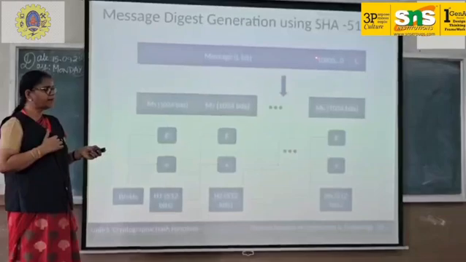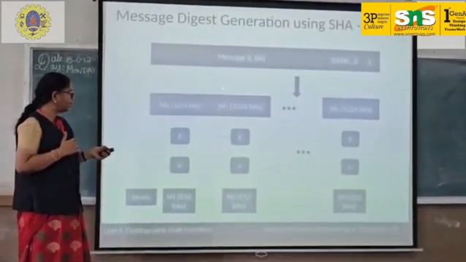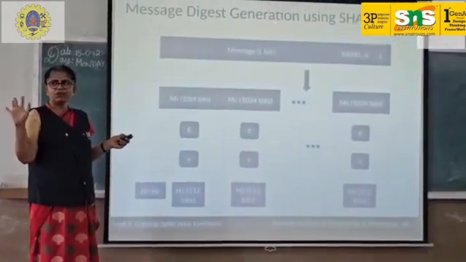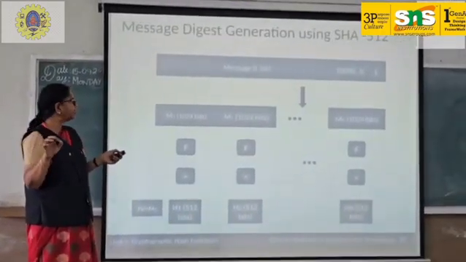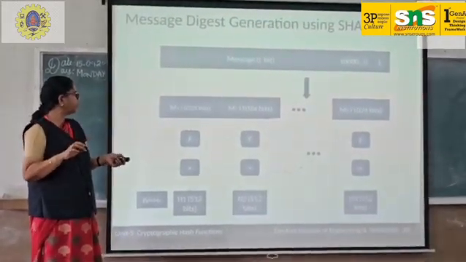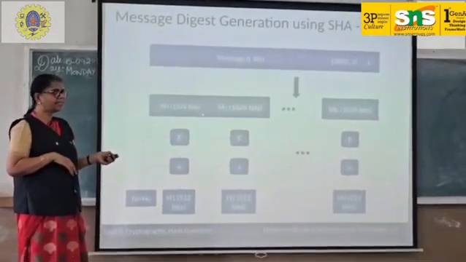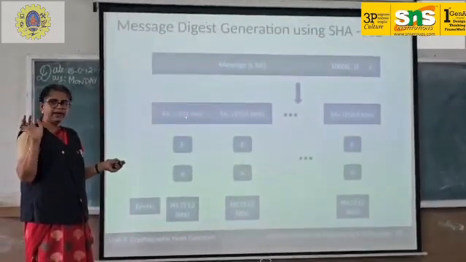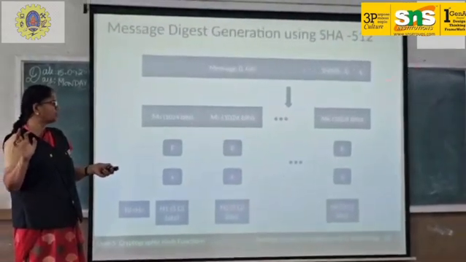The padding bits and length bits are added so that the entire message is a multiple of 1024. Then the message is divided into various blocks, named here as M1, M2 up to Mn. The block size is 1024 bits. In MD5 it is 512; here it is 1024.